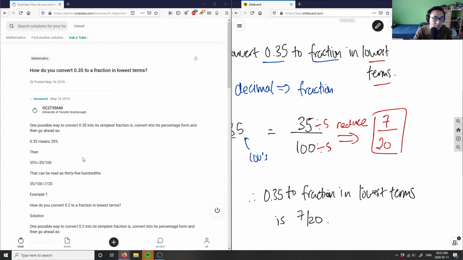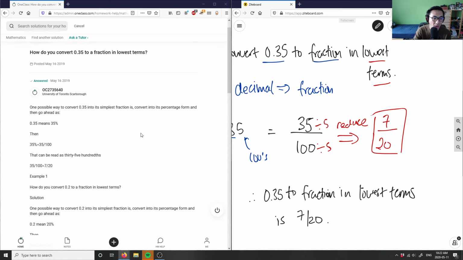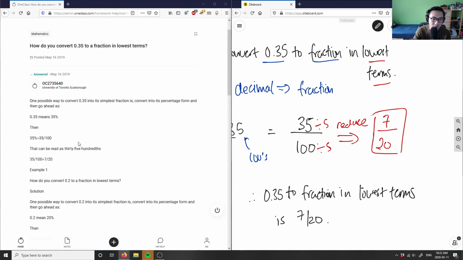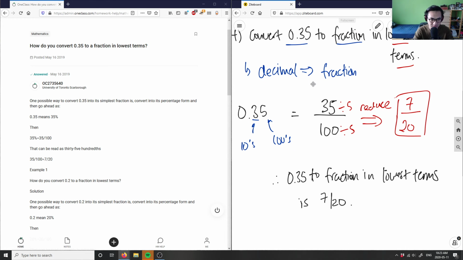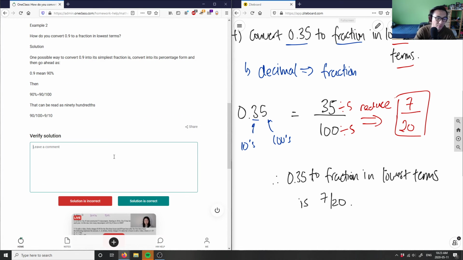And as you can see, they did the exact same thing. They did an extra step where they convert 0.35 into a percentage first, so something over 100, and then they converted the percentage into a fraction. So either way works, as long as we get to a fraction. And then they reduced 35/100 to 7/20 by dividing by 5 for both the numerator and the denominator here. So the solution here is correct. Good analysis.